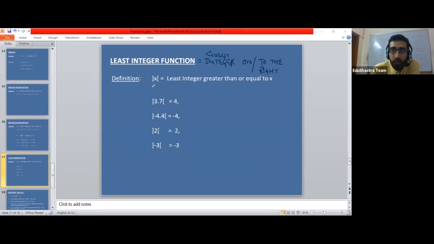So it's denoted by reverse square brackets. Greatest integer is generally denoted by square brackets, and the reverse of this is the least integer function. So least integer value of 3.7 will be equal to 4. Again, we locate 3.7 on the number line. The first integer on the right is 4. Similarly, least integer value of minus 4.4 is minus 4. But the least integer value of 2 and minus 3 remain 2 and minus 3, because 2 and minus 3 are integers.